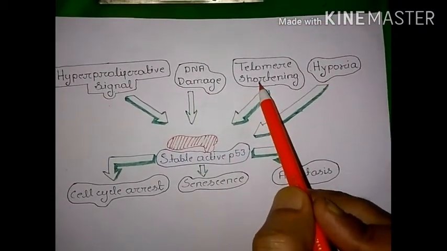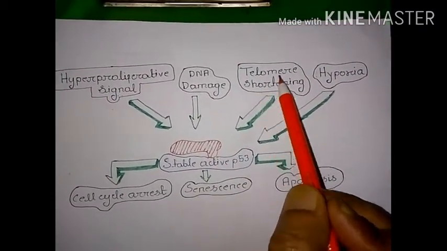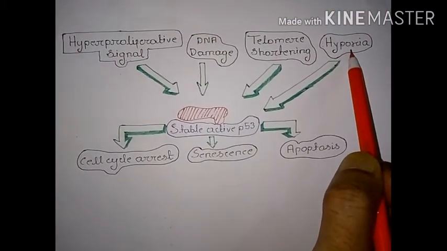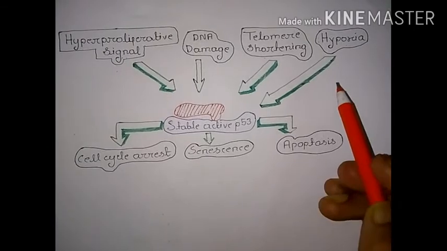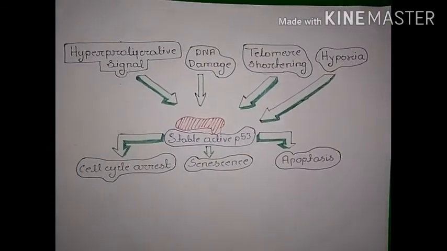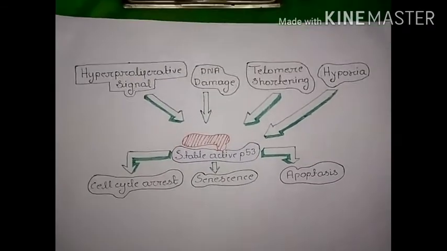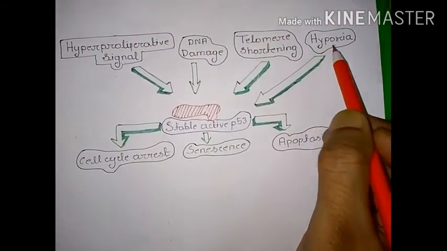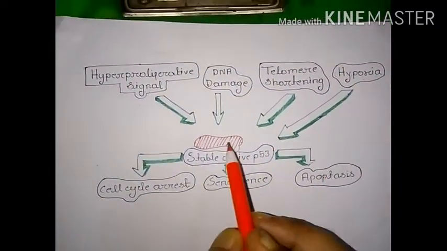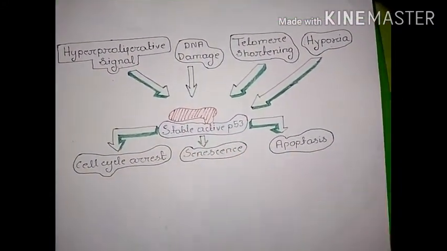telomere shortening, we discussed what telomere shortening is. And hypoxia is a condition when your body or any cell does not get enough oxygen. So an oxygen-deprived condition is known as hypoxia. We will discuss details of it later. So these 4 conditions help in the activation of p53.